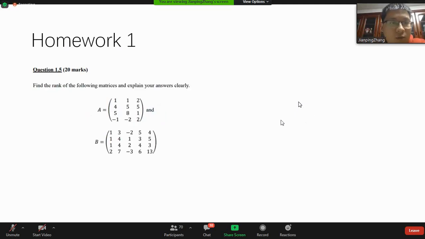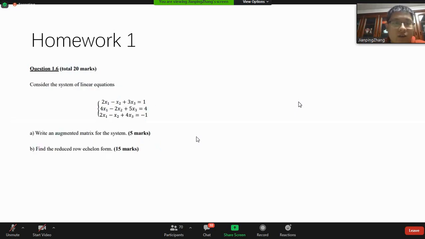And question 1.5: find the rank of the following matrices. You first do the row operation, and then you count the non-zero rows. So that is quite straightforward, following the steps the professor has already mentioned in class. Yeah, so I think the questions are all straightforward. Just be careful to calculate.